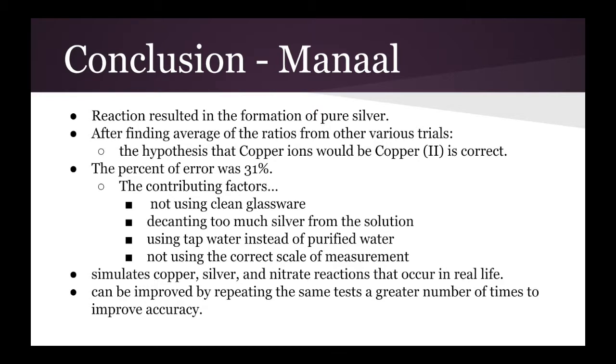This lab shows copper, silver, and nitrate reactions that occur in real life. This result can be made more accurate by repeating the same reaction a greater number of times to improve accuracy by reducing the percent of error.